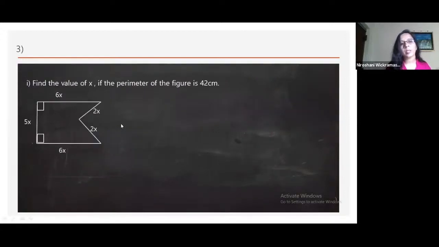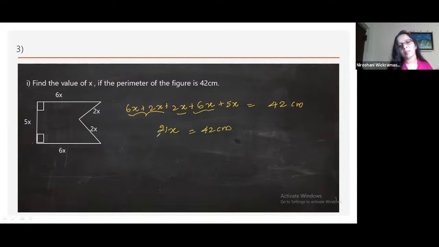Find the value of x if the perimeter of the figure is 42 centimeters. Perimeter means you have to add around the boundary. Then 6x plus 2x plus 2x plus 6x plus 5x. All these lengths add up to the perimeter, that equals 42 centimeters. 6x and 2x, that is 8x, and 2x, 10x. 16x and 5x, 21x equals 42 centimeters.